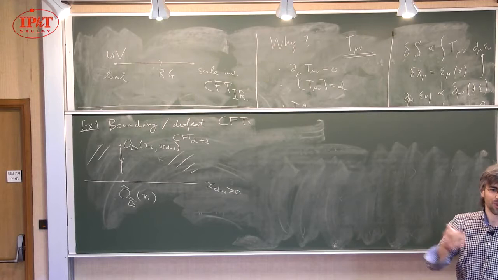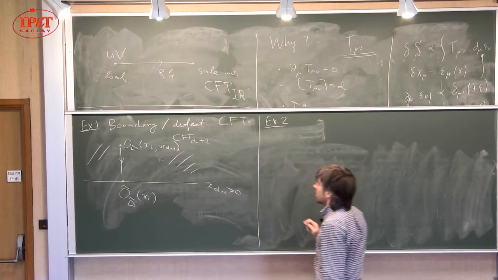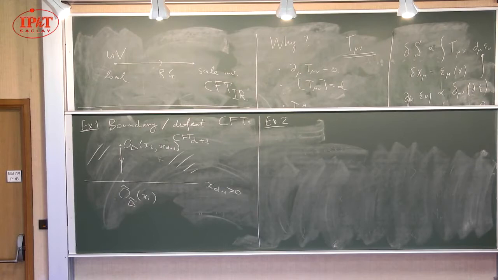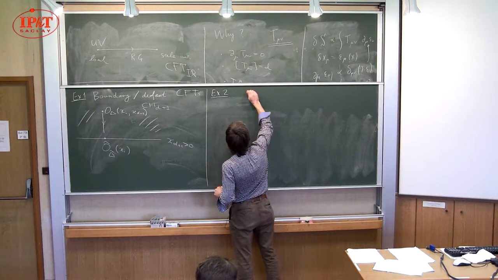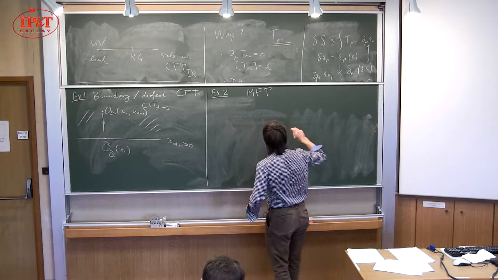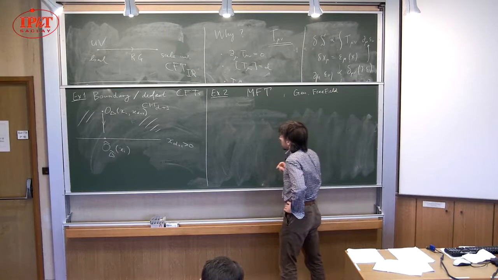So let's look at the second example. The second example is going to be, in a sense, even more trivial. Then we will complicate it a bit, but arguably it has the feature that it's by itself a complete d-dimensional theory. This example is called mean field theory, and sometimes it's also called generalized free field.